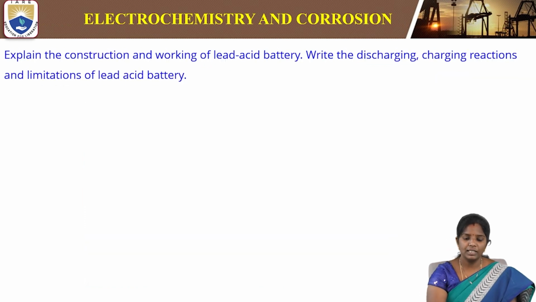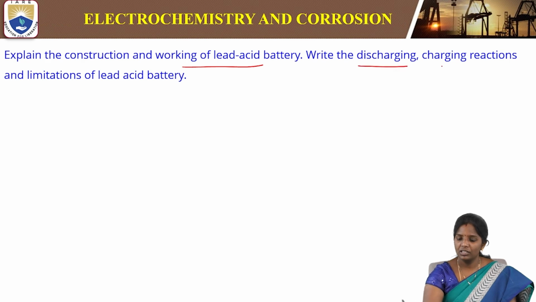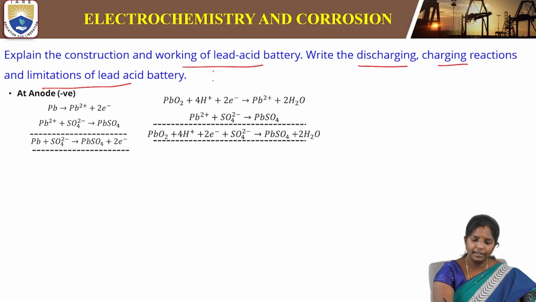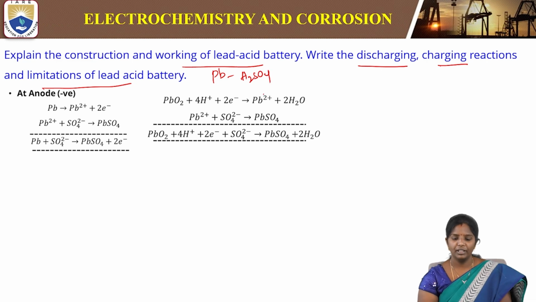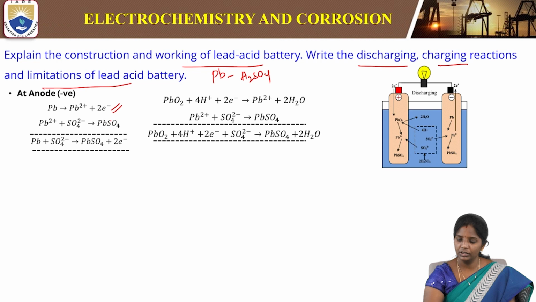Next, explain the construction and working of lead acid battery. Write the discharging, charging reactions and the limitations of lead acid battery. So lead acid battery contains lead and acid, sulfuric acid. So we have lead plate, anode. So this is lead plate, anode and cathode.